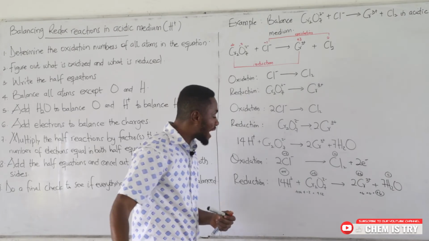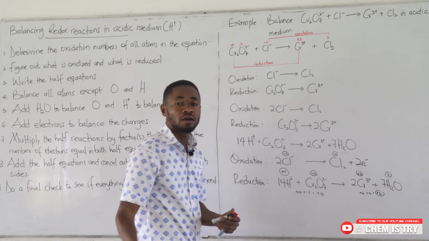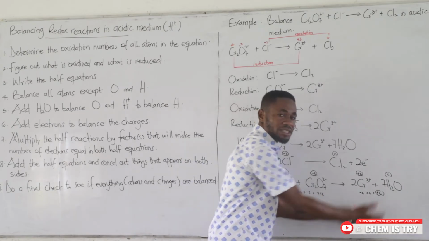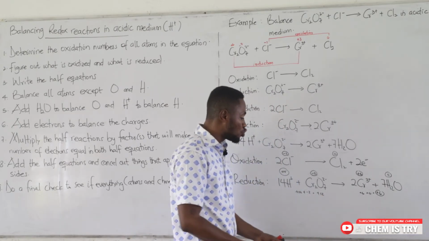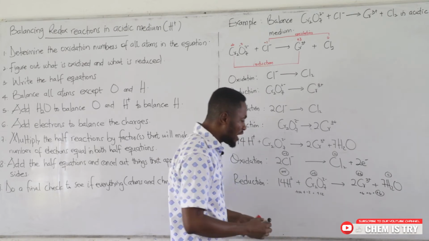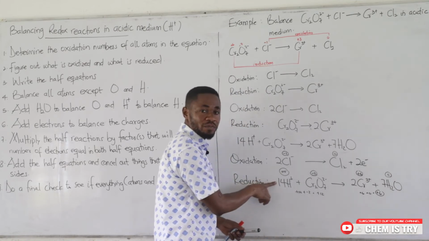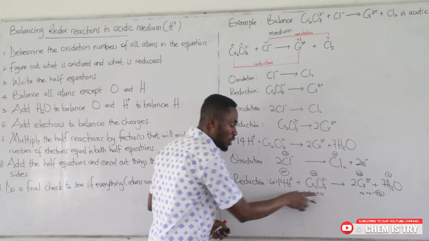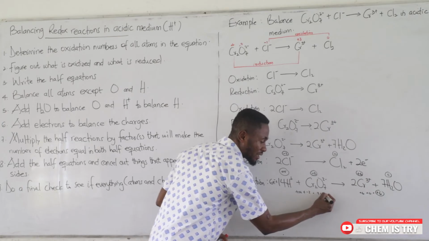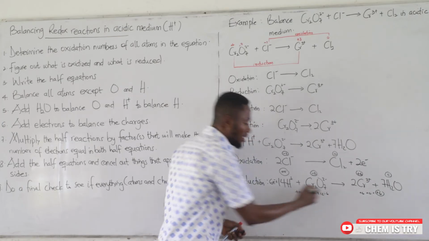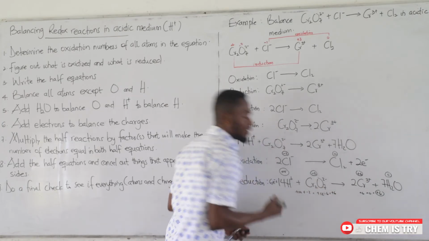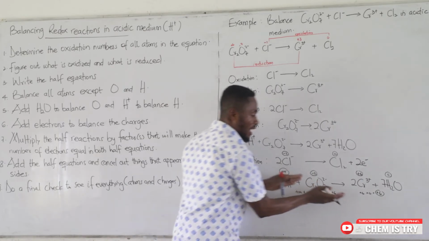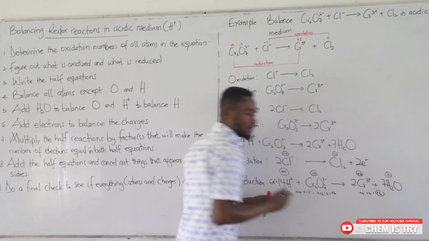So the total charge at the reactant side is +12, and at the product side is +6, telling us that to balance the charges, we need to add 6 electrons here. When we add 6 electrons, the 6 electrons will cancel out 6 of the positive charges, leaving behind 6 of the positive charges. Now the total charge over here becomes equal to the total charge over there.